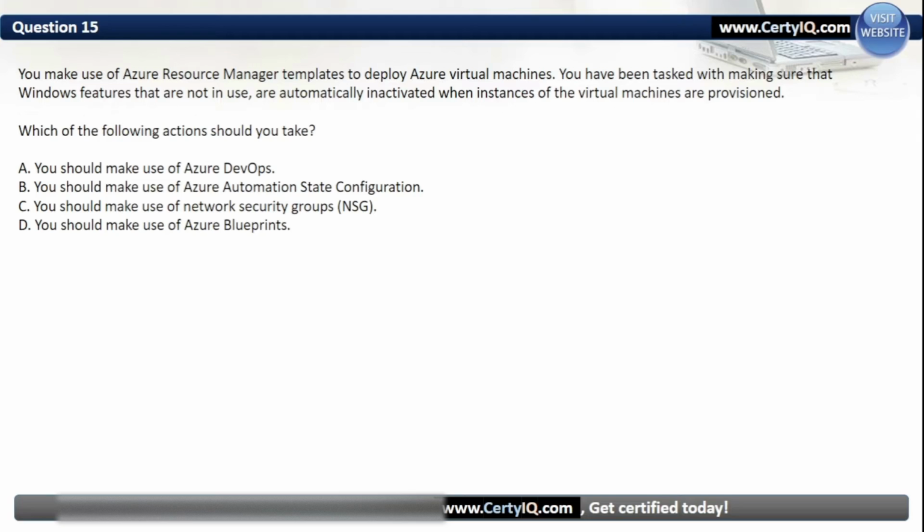Our options are A. You should make use of Azure DevOps, B. You should make use of Azure Automation State Configuration, C. You should make use of network security groups, or D. You should make use of Azure Blueprints. The correct option is B. You should make use of Azure Automation State Configuration.